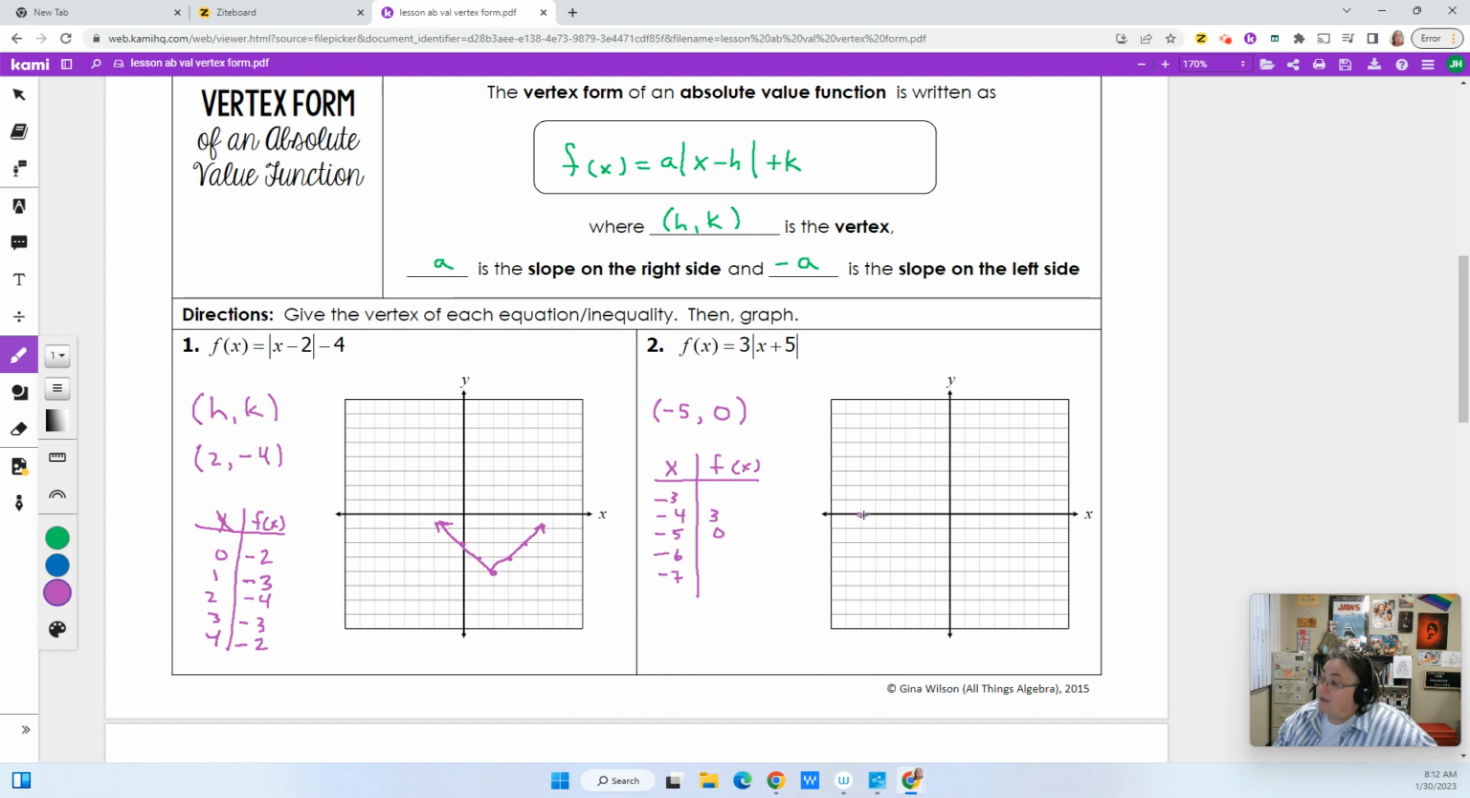If I plug in -3, -3 plus 5 is 2. The absolute value of 2 is 2. So 2 times 3 is 6. And then over on this side, I know that I'm going to have 3, 6 because we have symmetry.